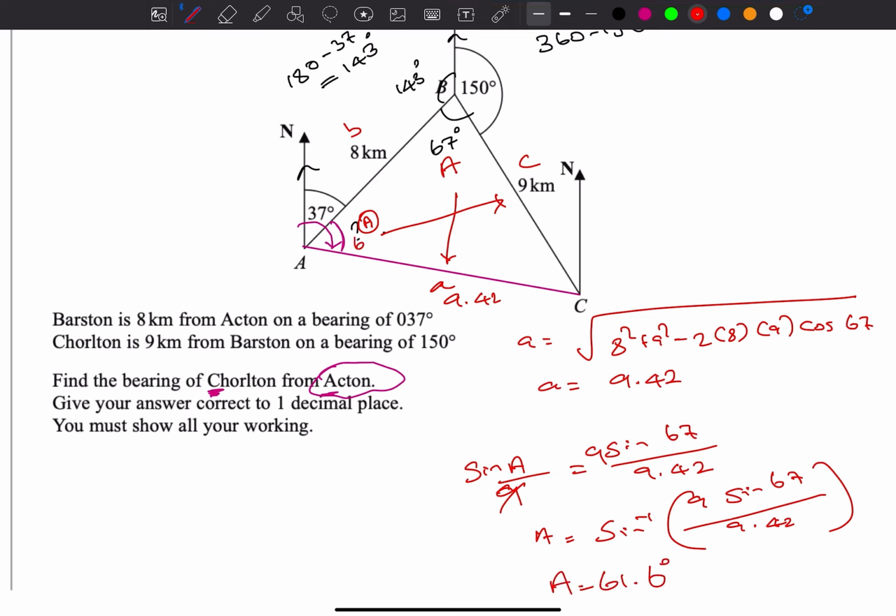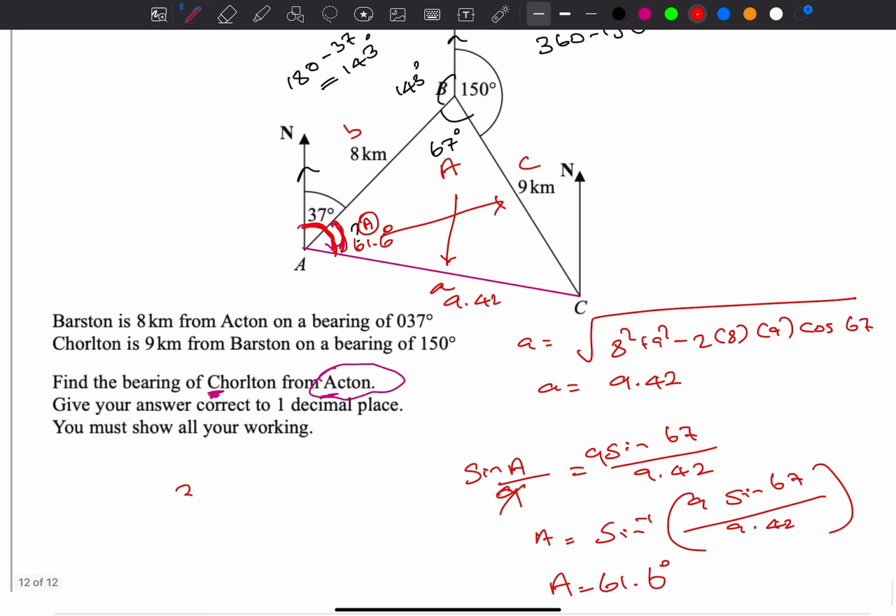So you know that is 61.6. Remember that angle is only here to here, right? So you want the bearing, so you want to know the whole angle here, which is what? 37 plus 61.6, which makes it 98.6. It should always be given to 3 significant figures, but it's already 1 decimal place, so you'll be fine. Okay.